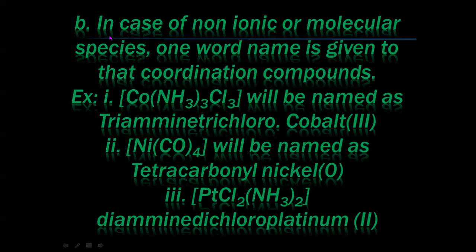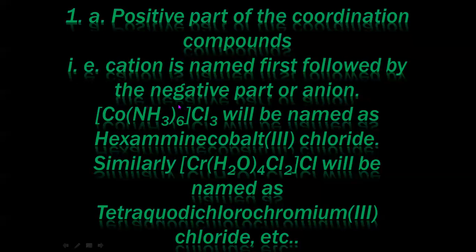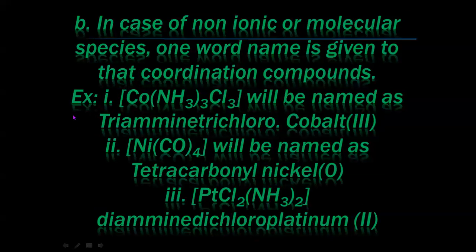Second rule, in case of non-ionic or molecular species, one word is given to the coordination compounds. In the previous examples, we had a cation and an anion. If a complex compound exists in a molecular form instead of ionic form, or it is non-ionic, you can say non-ionic form or molecular, then we have to write the name of compound as one word.